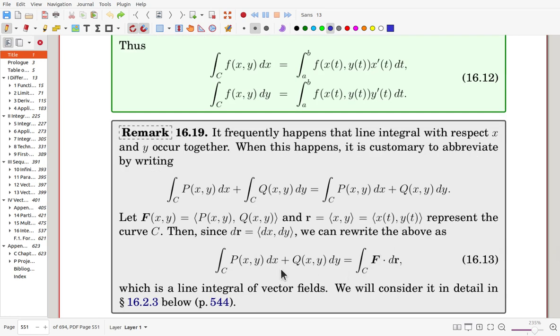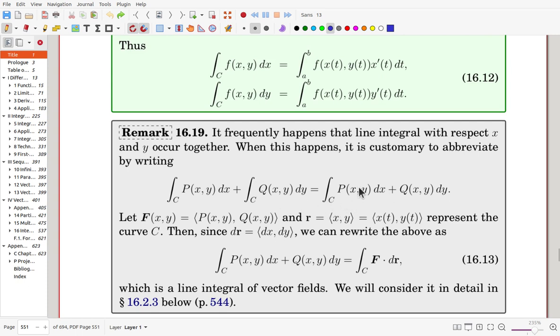Okay, we have a remark. It happens frequently that line integrals with respect to x and y occur together, as in this equation: the integral over C of a function P dx plus the integral over C of another function Q dy. In this case, we write this in this form, so we omit one integral sign and just use one of them.